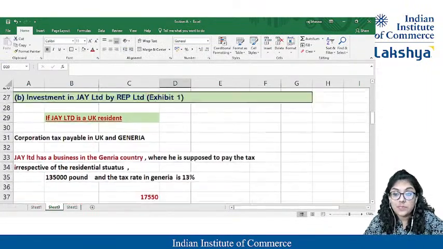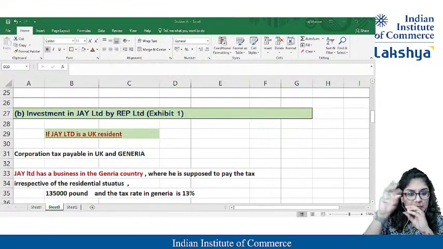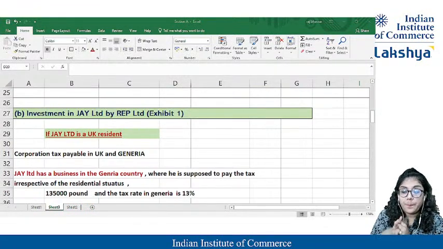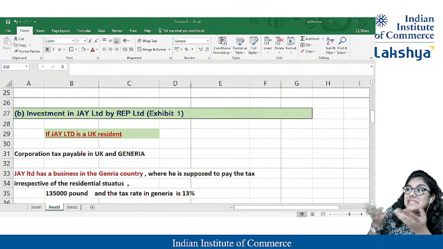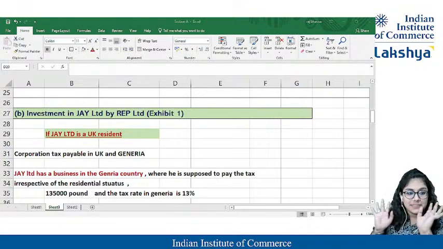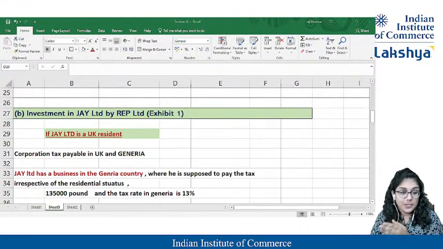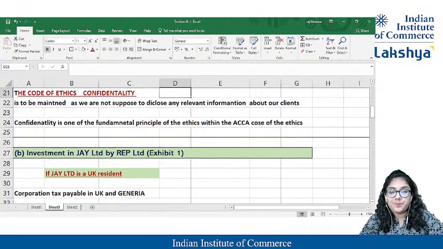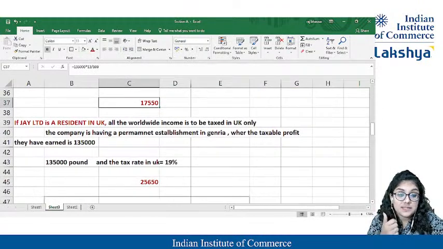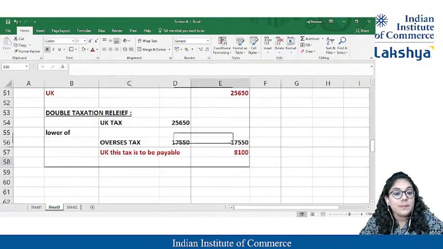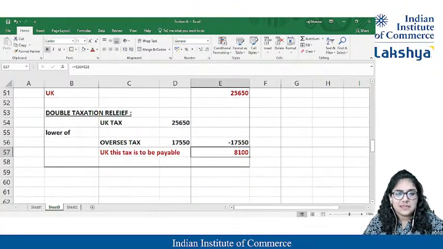Then if I want to show the investments in Jai Limited, if REP is a resident in UK, whatever income it has is to be taxed in UK. But if there is no DTAA, you pay tax over there and also over here. How much credit can we claim? Whichever is lower, that we can claim as credit. If an excess amount is there, then we are supposed to pay it in the country in which we are situated. In the same way over here, I followed: how much tax will I pay there, and how much is the tax liability in UK? The difference is something I need to pay as payable in UK. I hope this was clear.